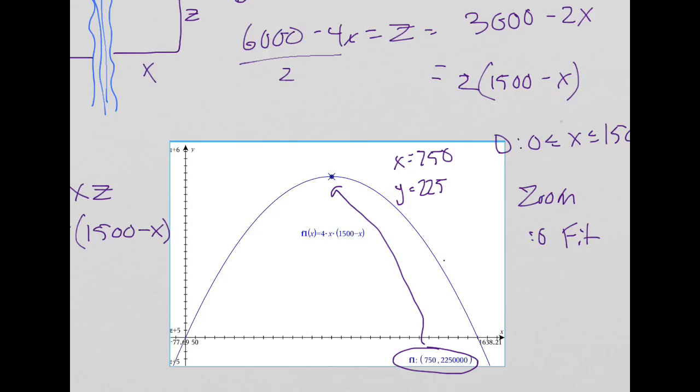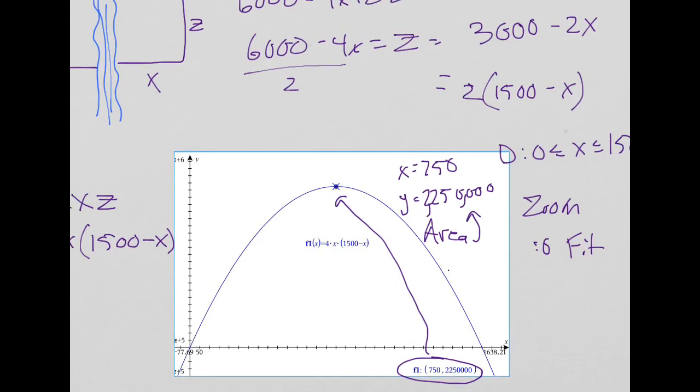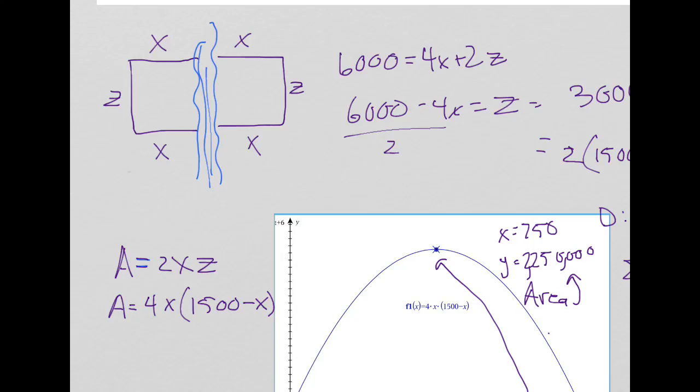The x value was 750, and the y value was 2,250,000. How many zeros are there? 1, 2, 3, 4 zeros. But remember, that is talking about my area. Y is representing the area. So x is literally that x right there, but y is the area.